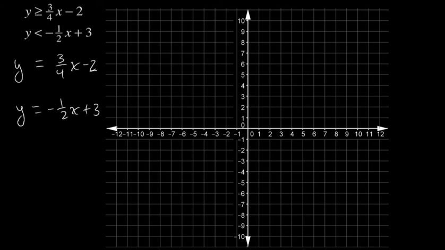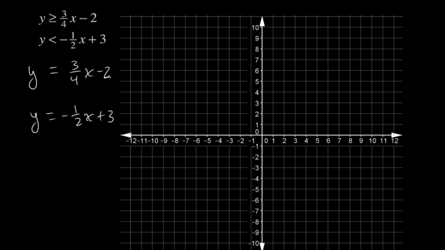The top one is going to be a solid boundary line because this is the strictly greater than symbol. The other one is going to be a dashed boundary line because this is the strictly less than symbol. So let's put those things together and see where the solutions to this system are. Because remember, what we're looking for is all the ordered pairs that work for both.